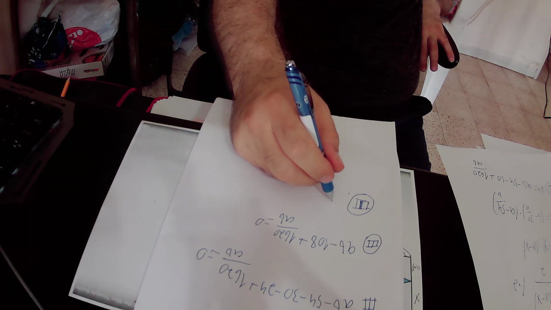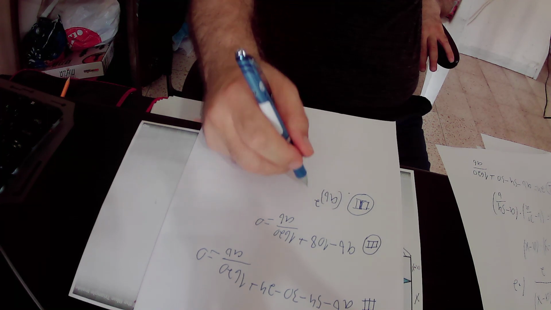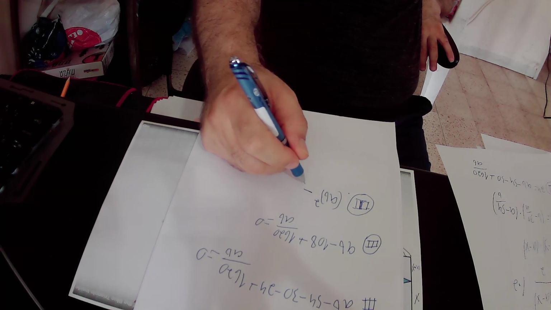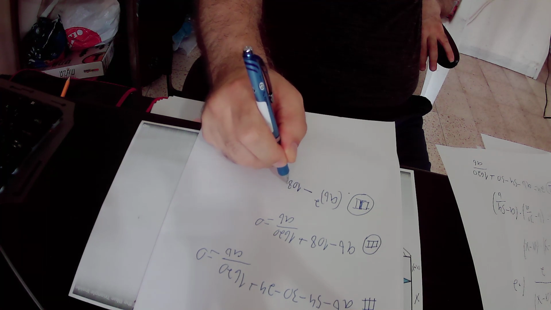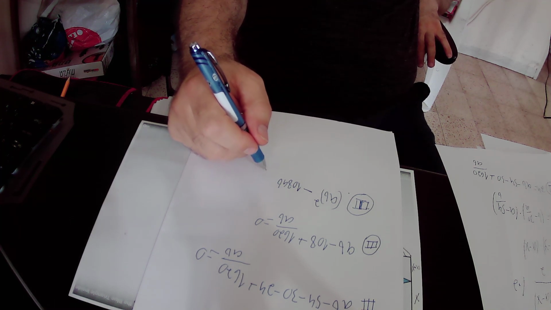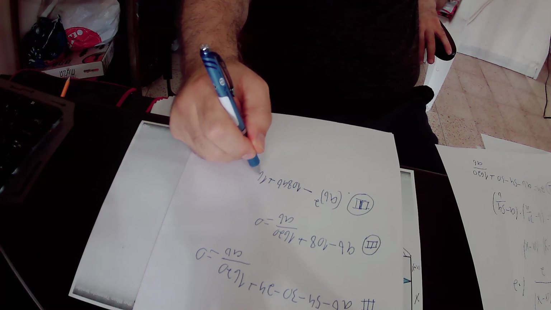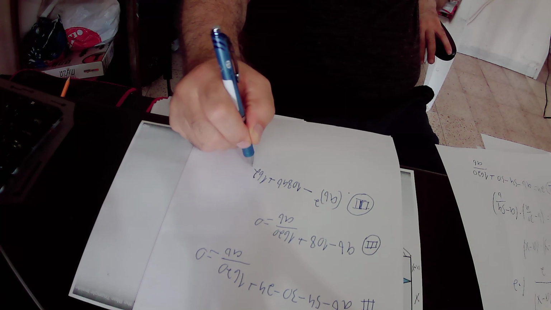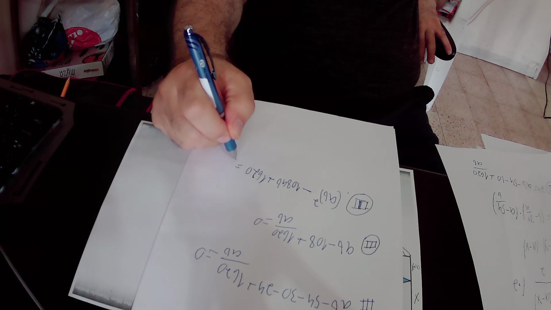AB times AB is AB squared. Negative 108 times AB is minus 108 AB, and 1620 over AB times AB is 1620, all equals to 0.